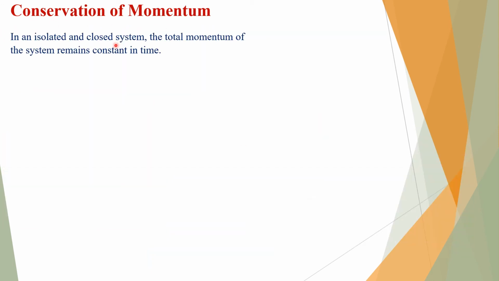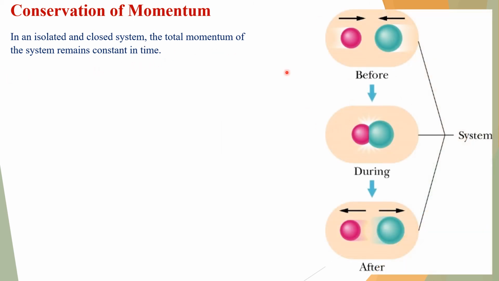Conservation of momentum. In an isolated and closed system, the total momentum of the system remains constant in time. Here we have a system in which there are two objects and no external force is applied on this system. This system has initial momentum and after collision the system has final momentum. So the initial momentum of the system is equal to the final momentum of the system, that is conservation of momentum, and we can prove it from here.